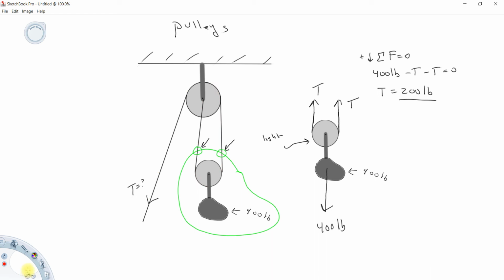So, what we've gotten is an advantage here. We can lift a 400-pound object with a 200-pound force. And that's kind of the idea of a pulley system, to produce what's called a mechanical advantage here. And I'll make other videos about mechanical advantages.